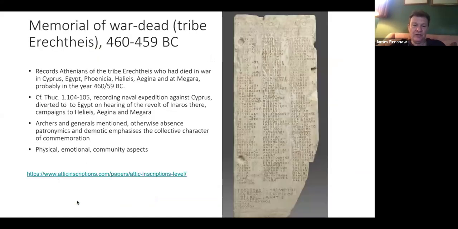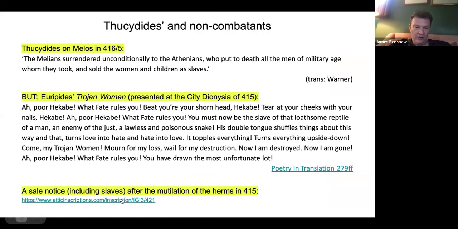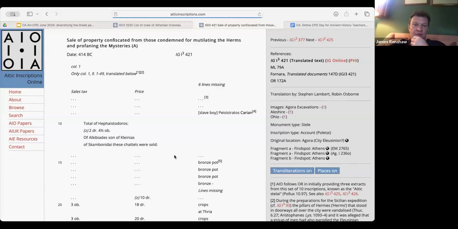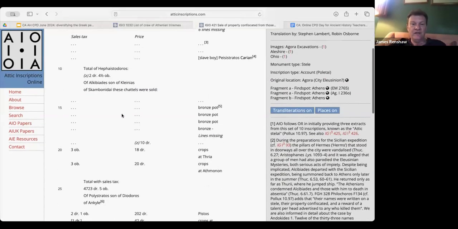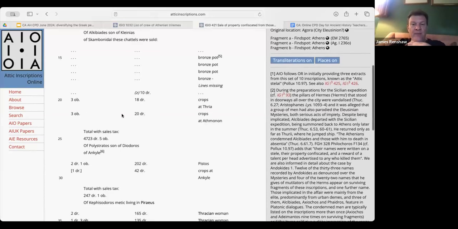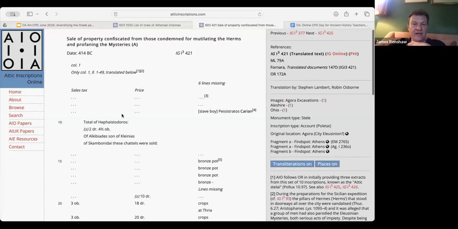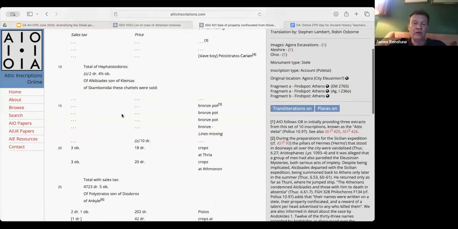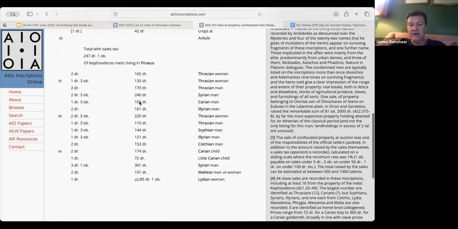And as well, if you want to look at slavery more generally, there's another really good source from this period. It's 414, after the mutilation of the Herms and the profaning of the mysteries, which is, of course, mentioned in the period study, and it's part of understanding why Alcibiades was recalled. These are the sales of property confiscated from people who were condemned for mutilating the Herms. And again, very famous source this, although it's not on the period study or the depth study, to my massive, I just can't tell you how frustrated I am.